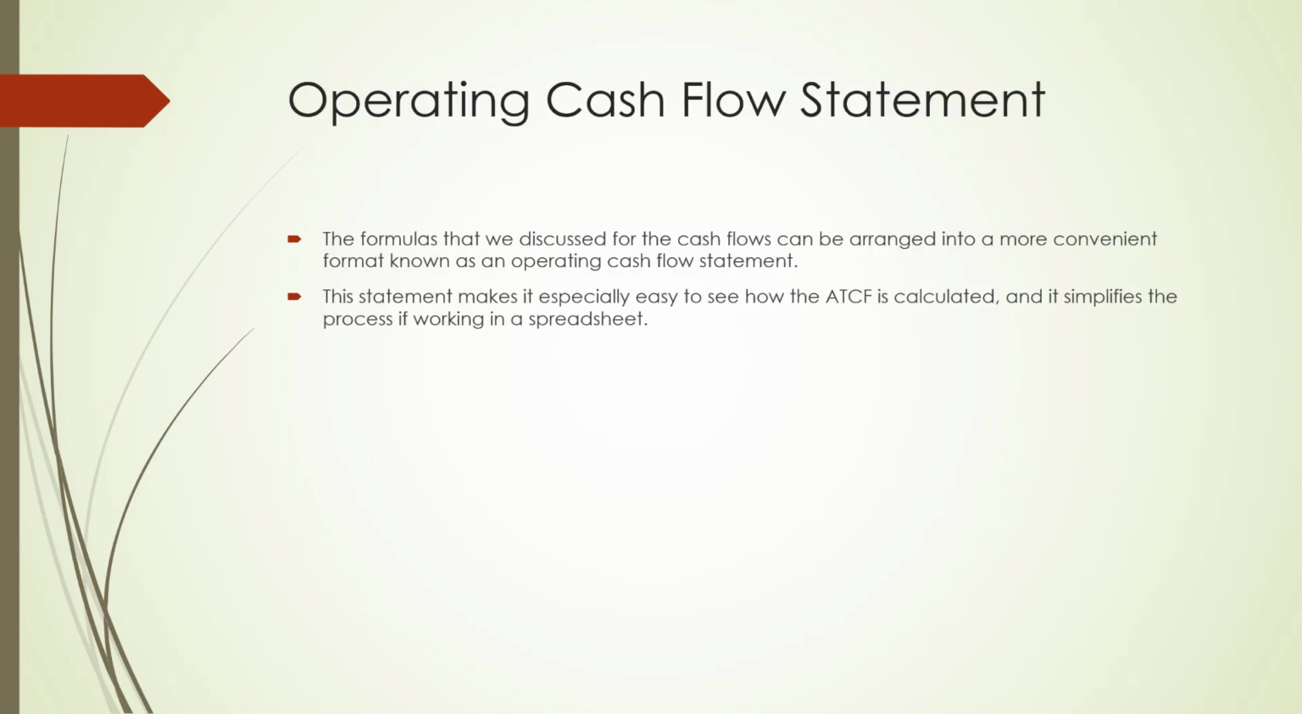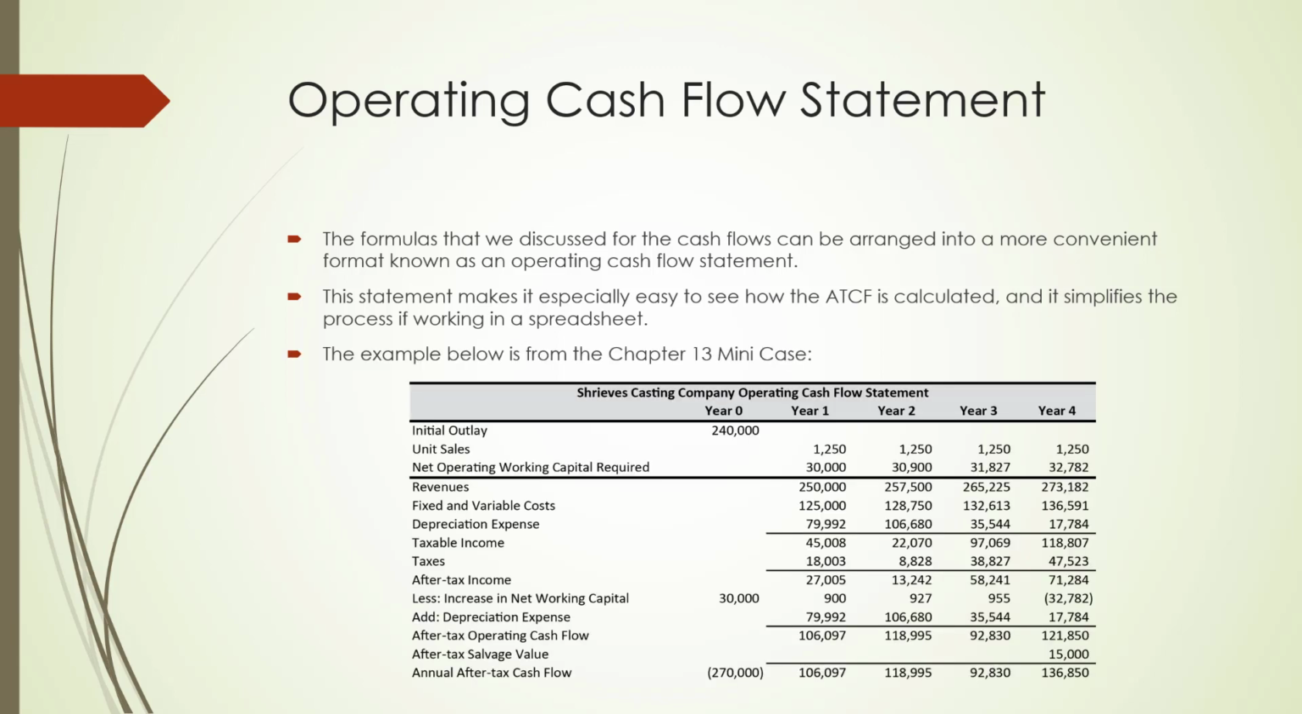Now, rather than using those formulas that I gave you for the initial outlay, the after-tax cash flow, and the terminal cash flow, a lot of times it's easier to lay this out in a slightly different format. Basically, we take those equations and instead of writing them from left to right, we rotate it and write them from the top to the bottom. And when we do that, we get something called an operating cash flow statement. And you can see an example here.